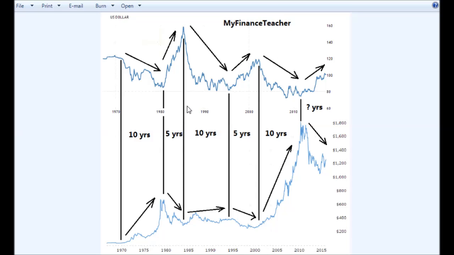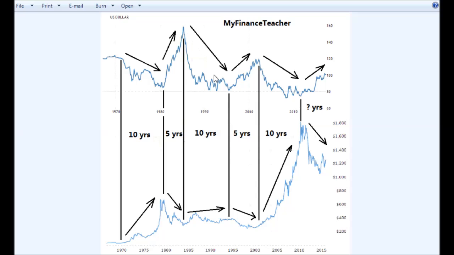Now, the dollar seems to have followed cycles where the dollar is dropping for about 10 years and then it's rising for about 5 years. The cycle started in 1971 when the gold standard was abolished. Since then, the dollar has been decreasing for 10 years into early 1980s, and after that it has been increasing in its value into mid-1980s for about 5 years, as you see on the chart.